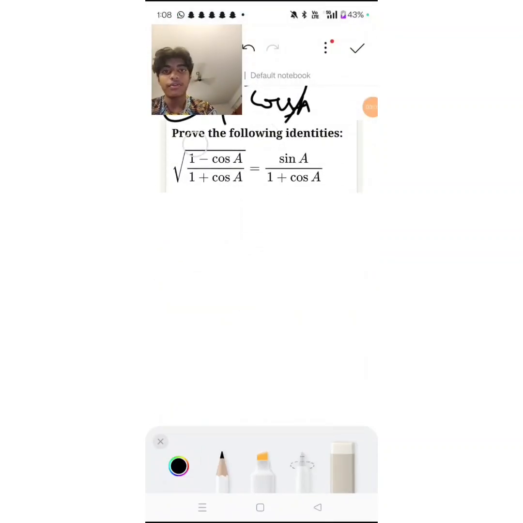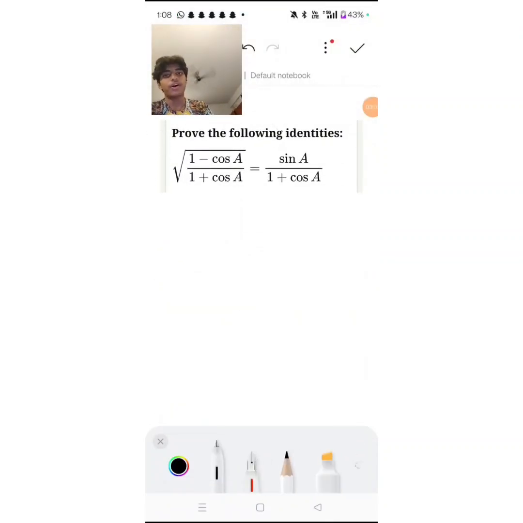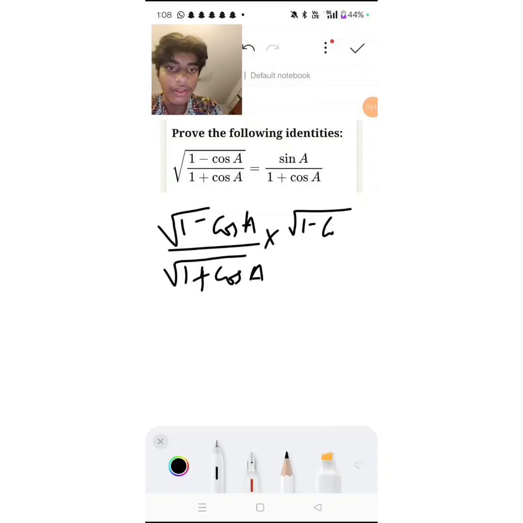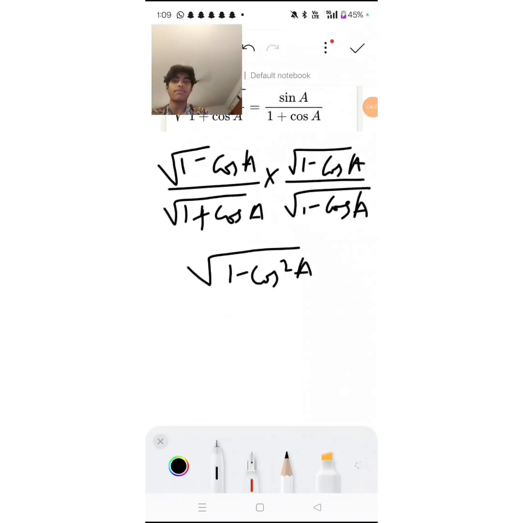Prove the following identities. In this we are going to use the concept of rationalizing. First we have the root of 1 minus cos A by 1 plus cos A. Now what we're going to do is the root of 1 minus cos A upon root of 1 plus cos A, into the root of 1 minus cos A by root of 1 minus cos A, which gives 1 minus cos square A upon 1 plus cos A, isn't it?